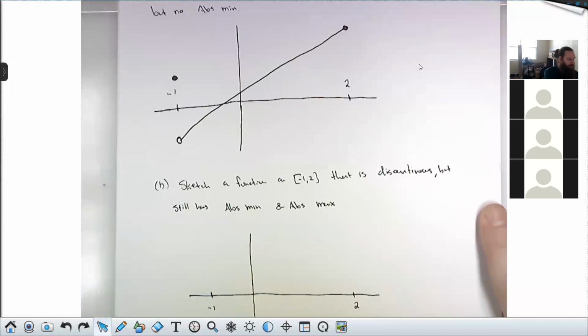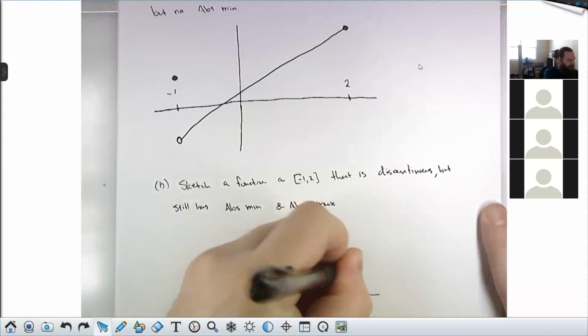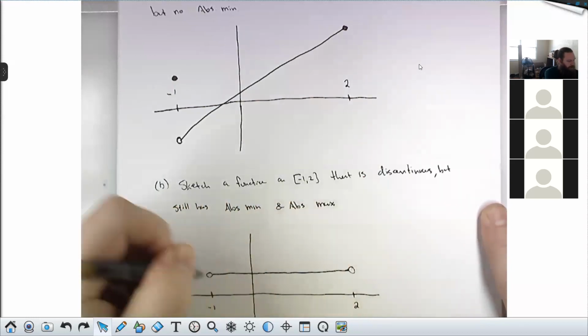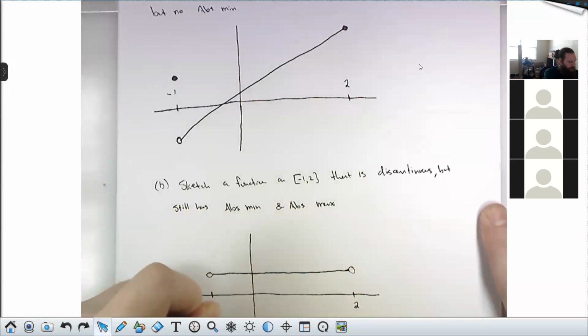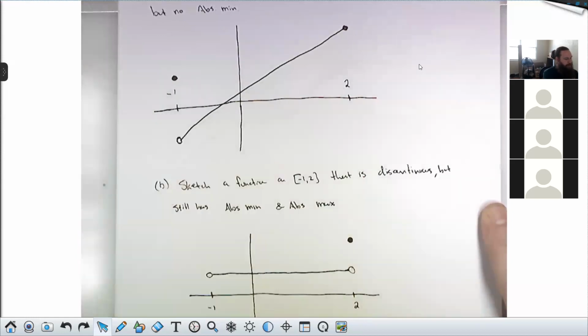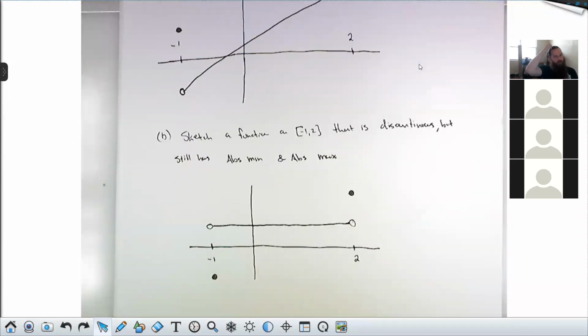Well, there's lots and lots of ways to do this. Here's a dumb way to do it. I say dumb, meaning not unwise, but kind of silly. Here you go. There's your absolute min, and here you go. There's your absolute max. This is definitely discontinuous, right? This graph is not a single unbroken piece. I have a removable discontinuity here and a removable discontinuity here.